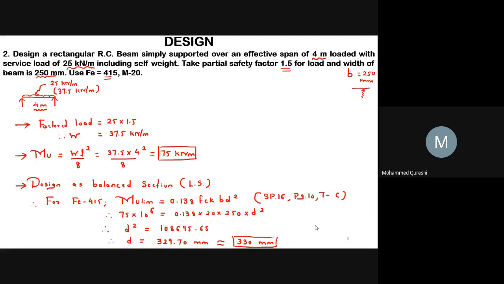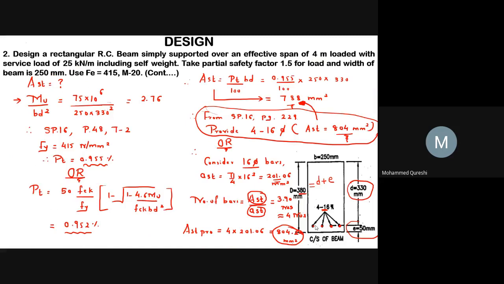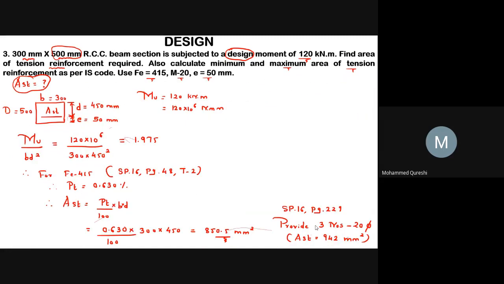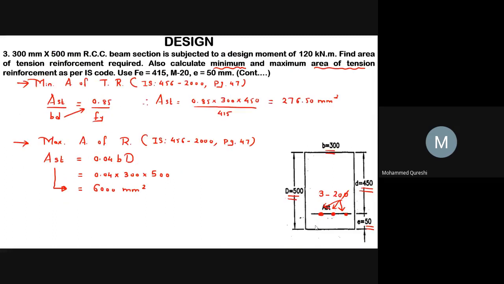In the second example also, almost all the procedure is the same that we had discussed in the first example. And in the second example, we had designed a balanced section. In the third example also, same procedure. Then we have to find the area of tension reinforcement, and we had to calculate the minimum and maximum area of tension reinforcement as per IS code. Both these values are given in IS 456 2000 page number 47.